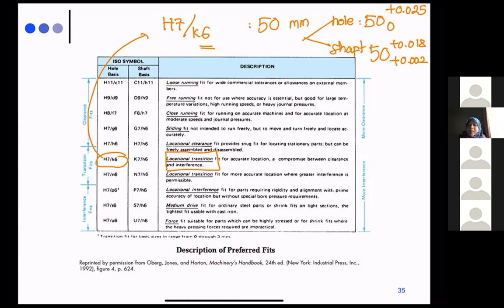So these numbers should be included in the exam, where you have to convert this type of fitting into here, or when you have this ISO standard here, you have to convert it into the number.